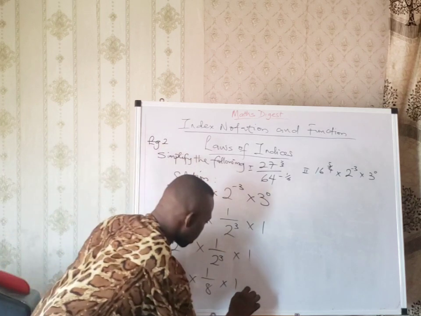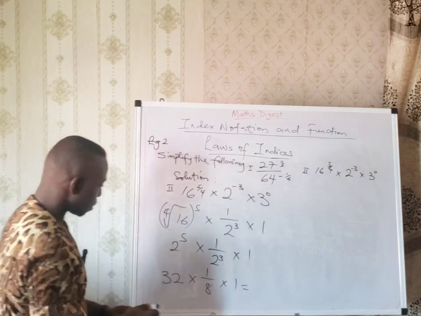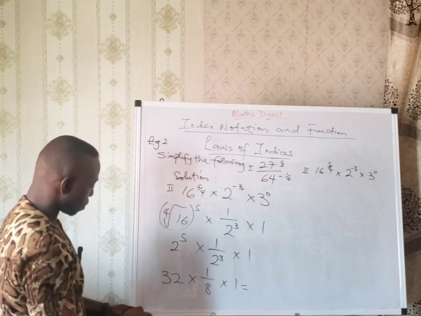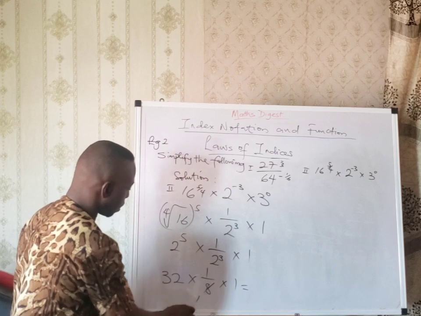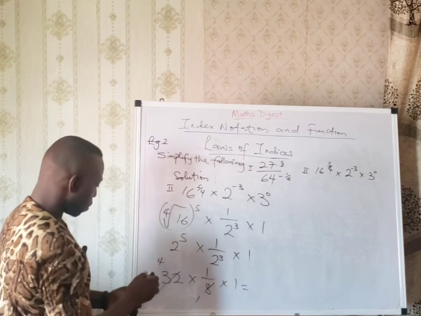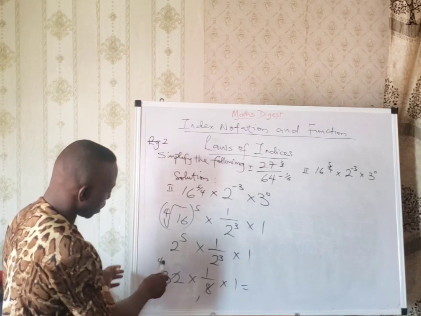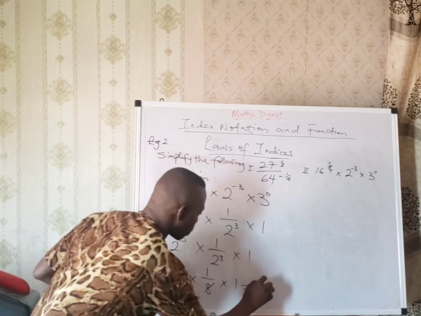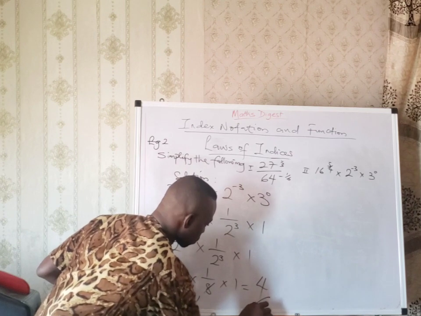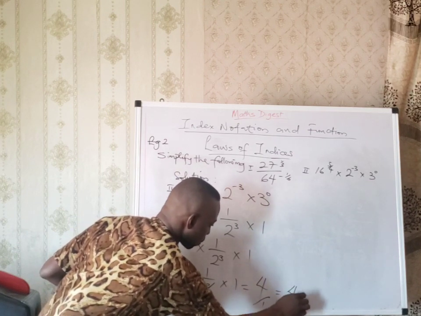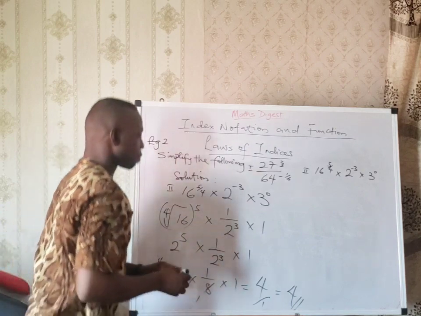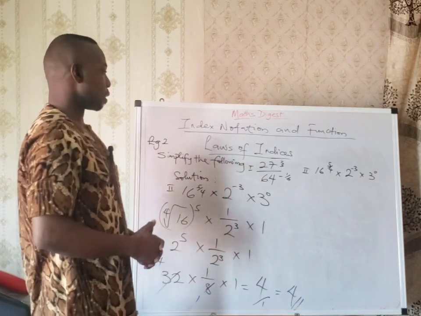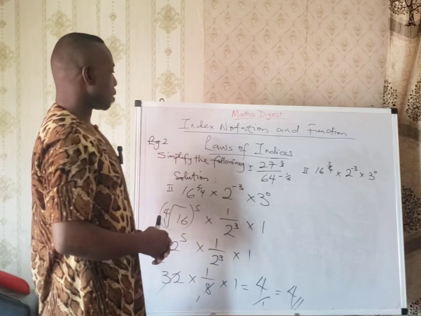So from here now we can say equal to 32, or rather we can cancel out. You can say 8 into 32 is 4. So you multiply what you have at the numerator side, 4 times 1 times this 1, we have 4 over 1, which is equal to 4. The final answer.